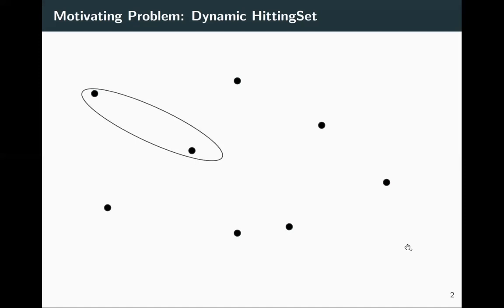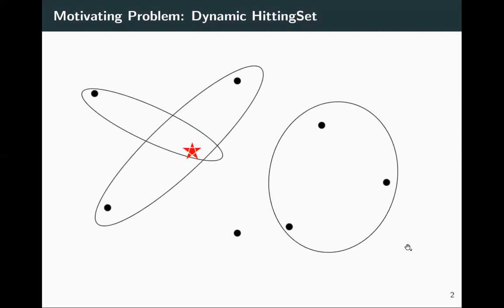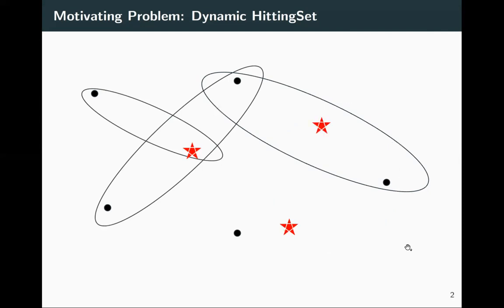Suppose this subset arrives. Maybe you'll pick this vertex to cover it. Another subset arrives. It's already covered. Another subset arrives. You pick this one, and so on and so forth. And perhaps at some point, this subset departs, and although you're feasible at this point, you decide you'd rather have a cheaper solution and pay the cost to update your solution.